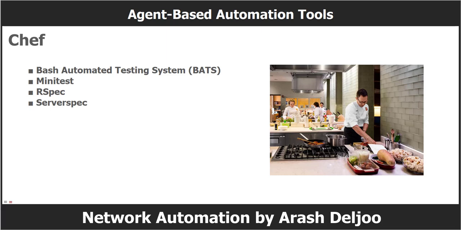The kitchen supports many of the common testing frameworks that are used by the Ruby community. For example, Bash Automated Testing System or BATS, Minitest, RSpec, and finally ServerSpec. Puppet and Chef are often seen as interchangeable because they are very similar. However, which one you use ultimately depends on the skill set and adoption processes of your network operations.